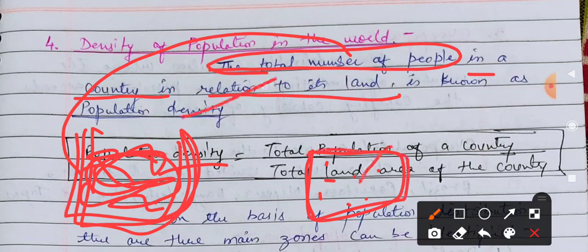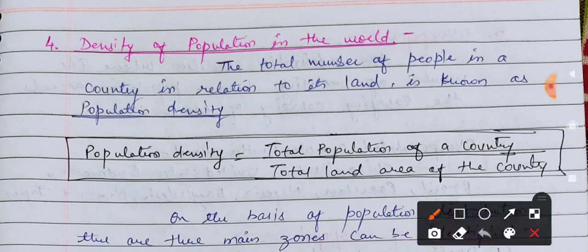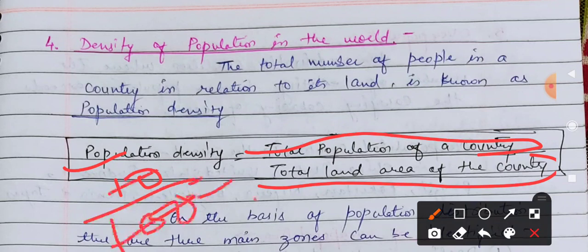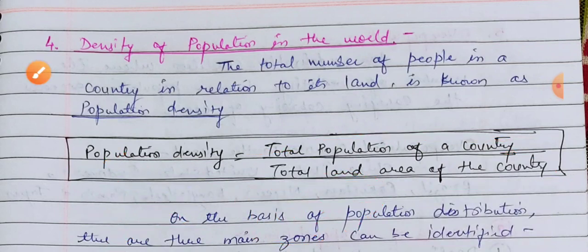If it is not clear, just go through this formula, you can understand better by it. Population density equals the total population of the country divided by the total land area of the country. For example, if there are 10 people and a 100 square kilometer area, then by calculation the population density is 10, not a percentage. This is how we can get the population density.